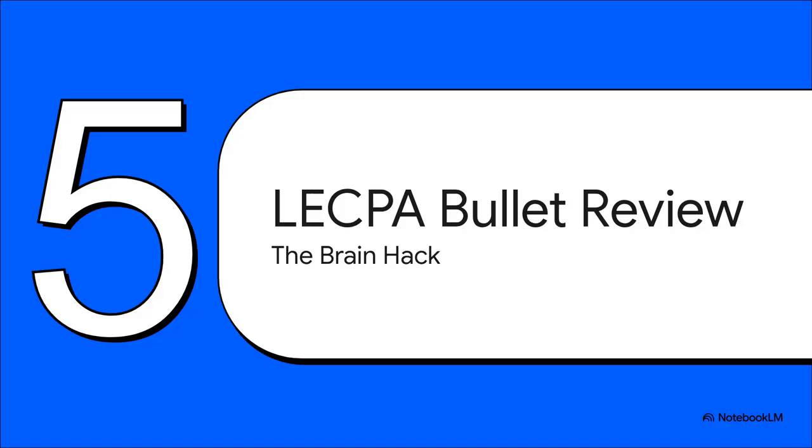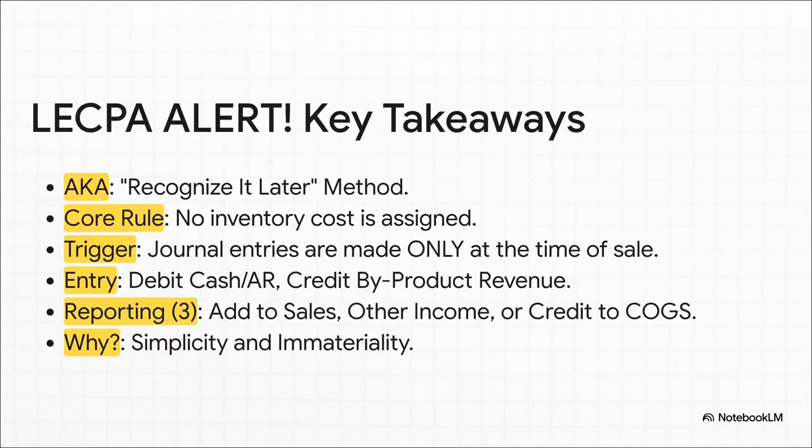All right, we've covered the what, the how, and the why. Now it's time to lock this stuff in for exam day. This is your LECPA brain hack. Ready? Let's go rapid-fire review. What's the nickname? The Recognize It Later method. What's the core rule? Zero inventory cost assigned to byproducts. What's the trigger for a journal entry? Only the sale. What's the journal entry? Debit cash or AR, credit byproduct revenue.